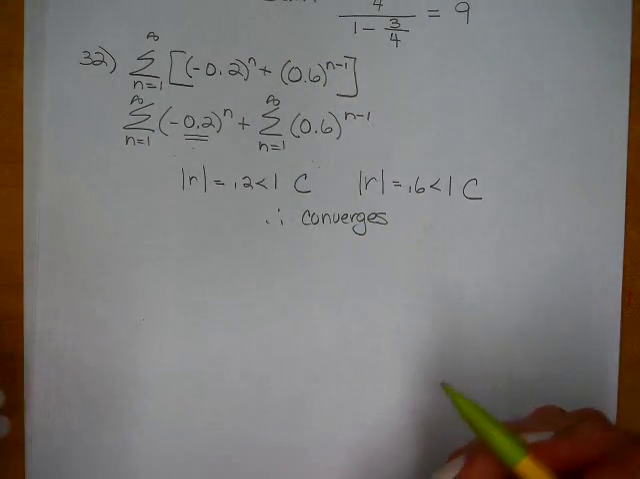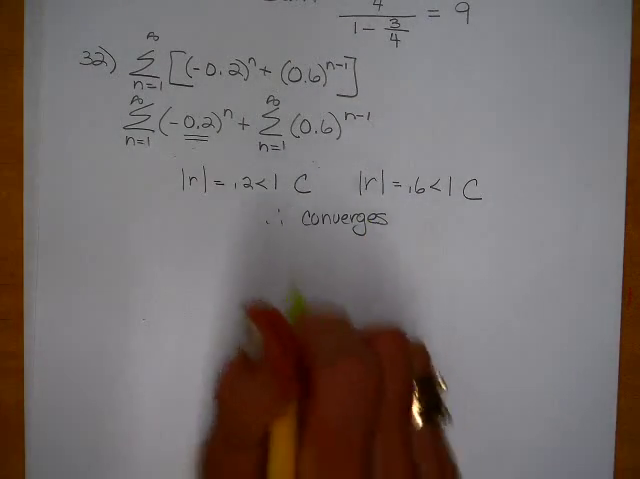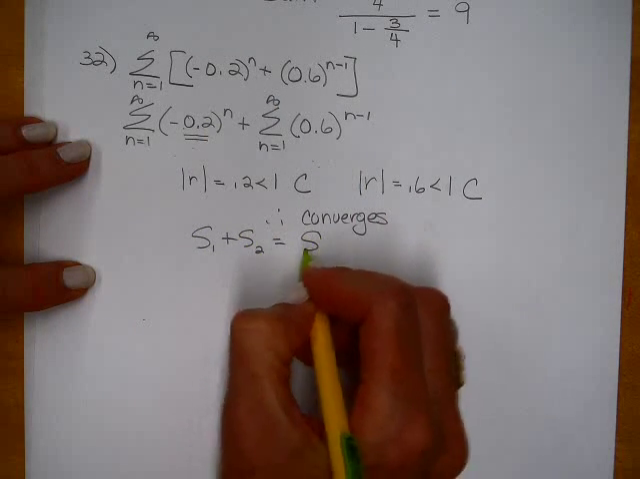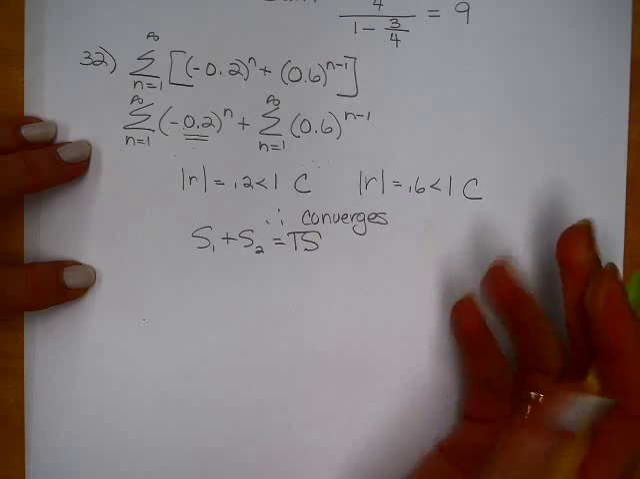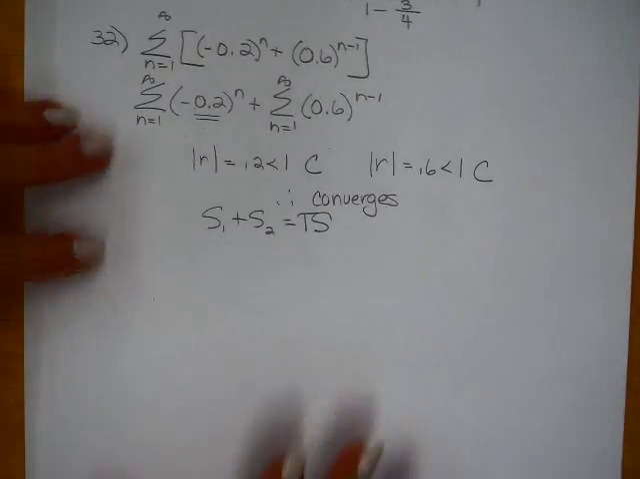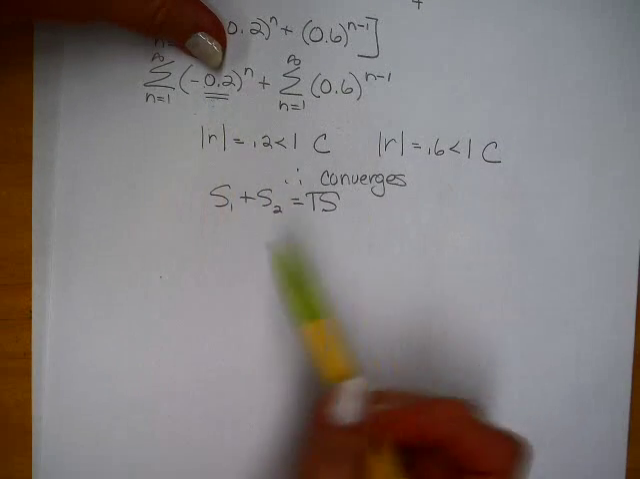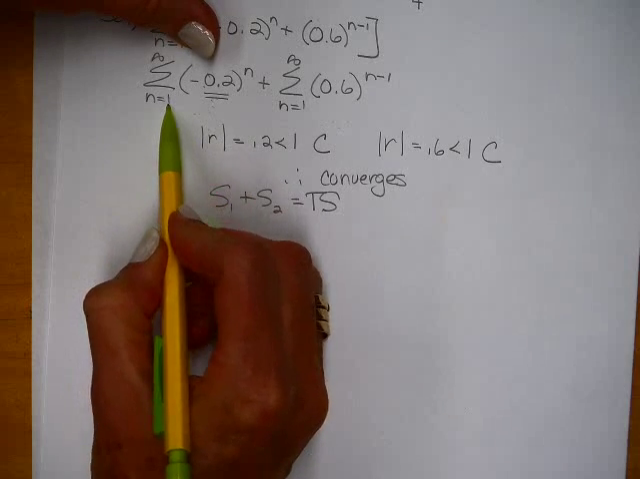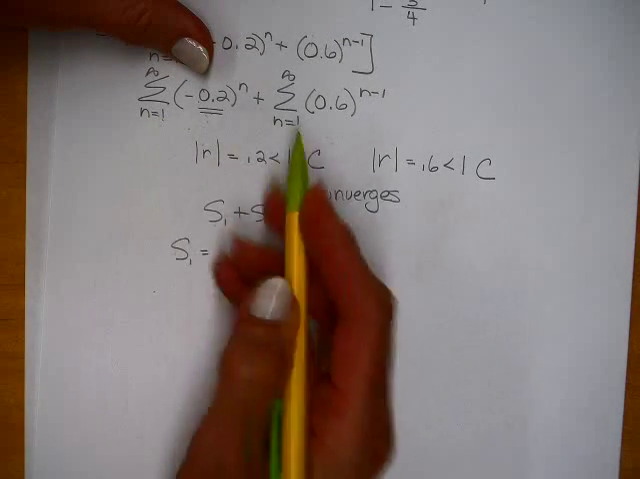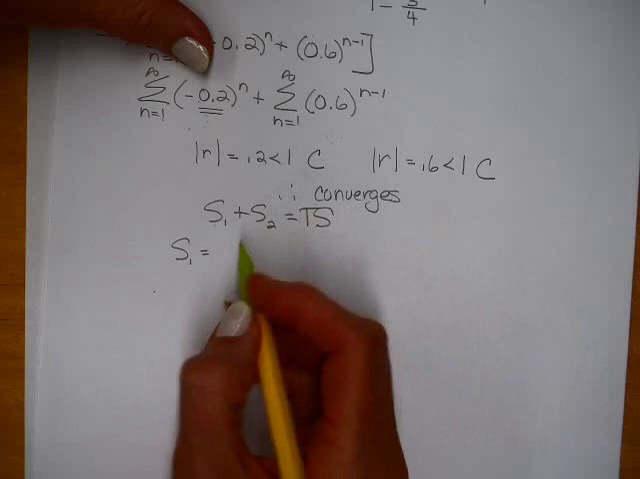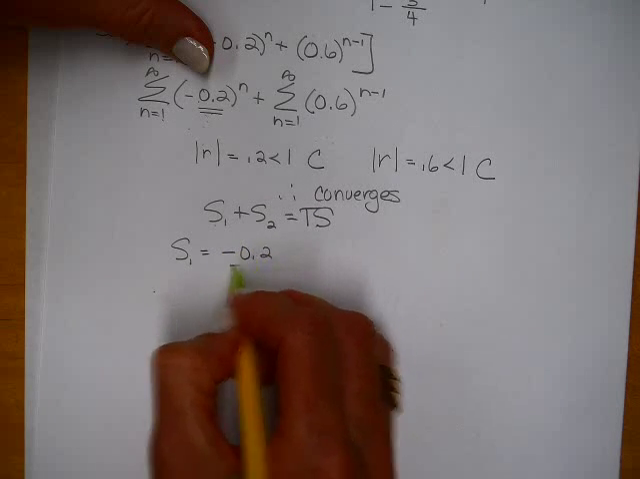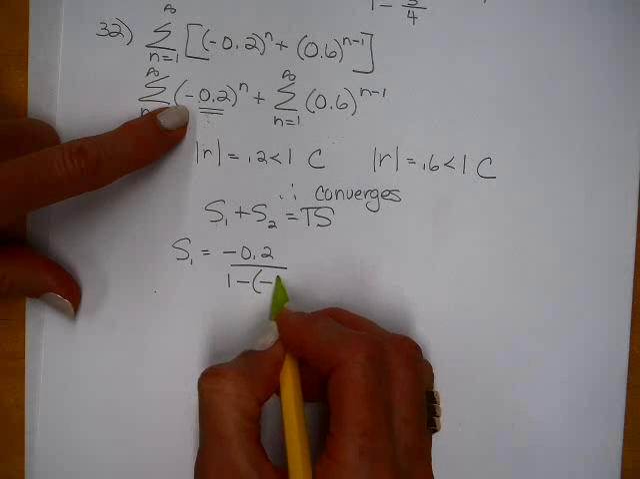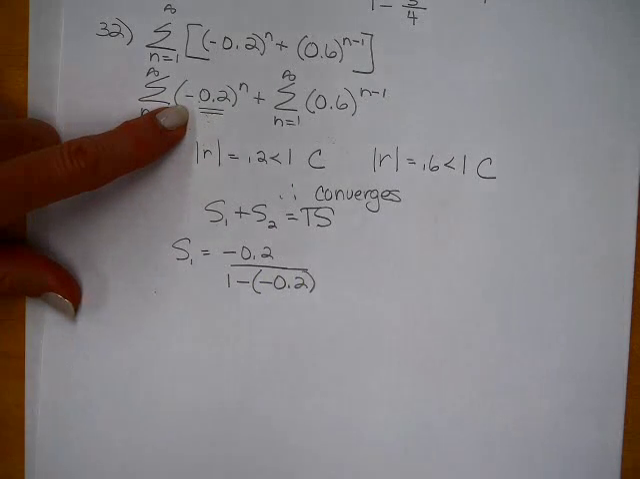You got to find the sum separate. Exactly. So now you find the sum of the first one plus the sum of the second one. You add them together to get your total sum. Do you want me to go through and do it? Yes? All right, the sum of the first one, S sub 1, is the first term. What is the first term of this sequence going to be? Positive or negative? Negative. Negative 0.2 divided by 1 minus your common ratio, which is negative 0.2.